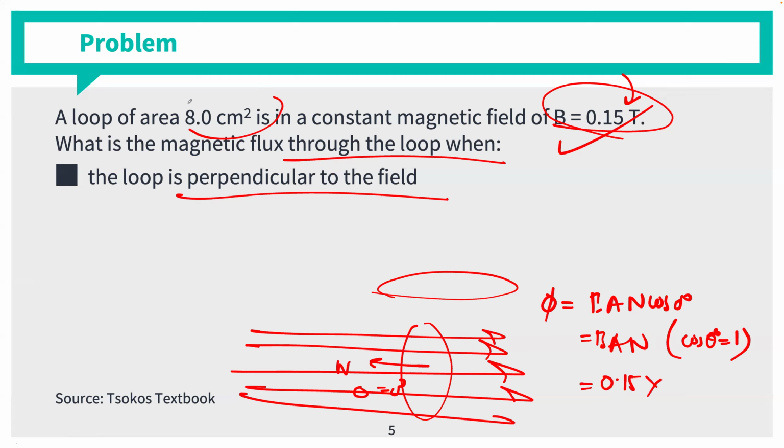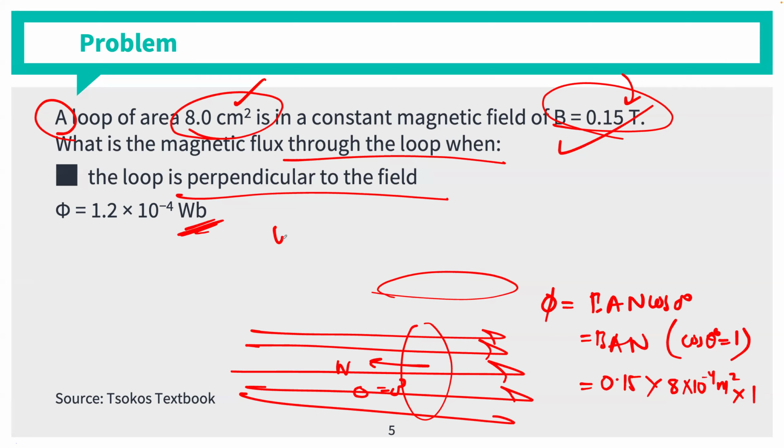The value of area is given, yes, but it is in centimeter square. It has to be converted into meter square. So 10 to the power of minus 4 meter square times the number of loops. It is just one loop. So if you simplify all this, your answer will be 1.2 times 10 to the power of minus 4 Weber. Please note that the unit for flux is Weber, W-E-B-E-R, in short, Wb.